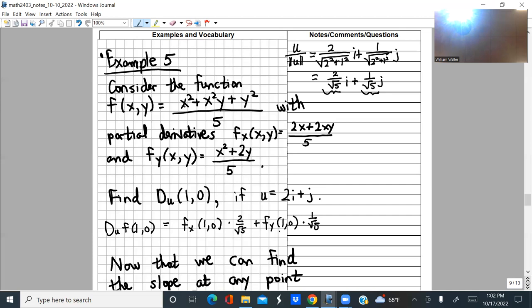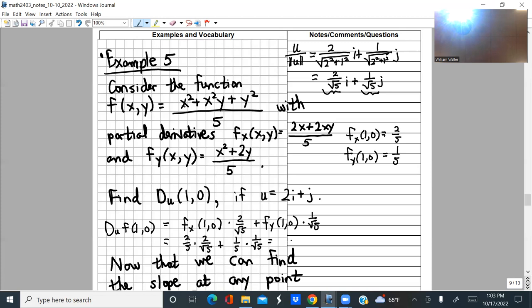Let's calculate what these partial derivatives are at x equals 1 and y equals 0. Easy to do because we have those formulas. So f sub x of 1, 0, just plug 1 in for x and 0 in for y. So that's 2/5. And then the partial with respect to y at 1, 0, just plug 1, 0 into this formula, and you get 1/5. Is it that easy? So I have 2/5 times 2 over square root of 5 plus 1/5 times 1 over square root of 5.